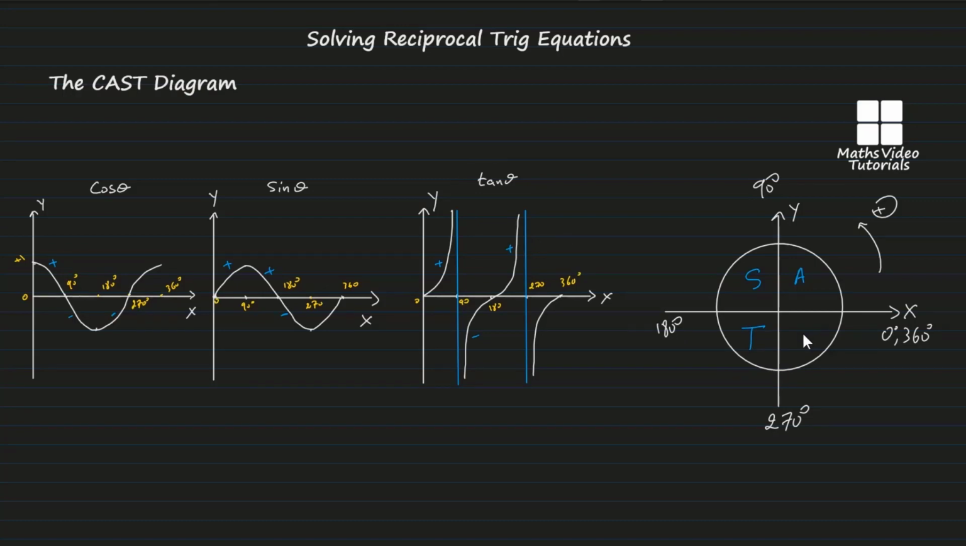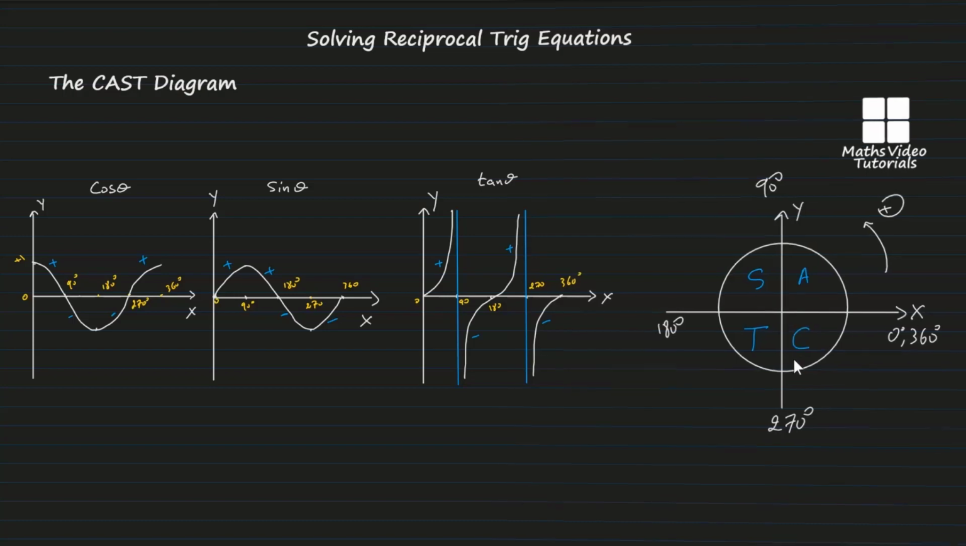And for the last quadrant, between 270 and 360, the cos is positive, the sine is negative, and the tan is also negative. So for the fourth quadrant, the only positive function is the cos, so we give it capital C.